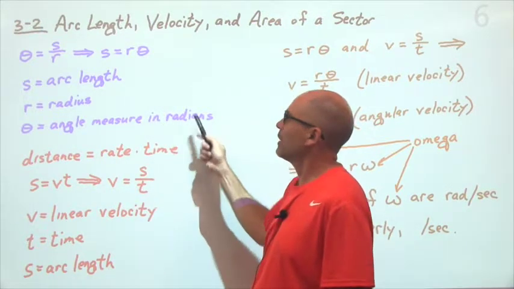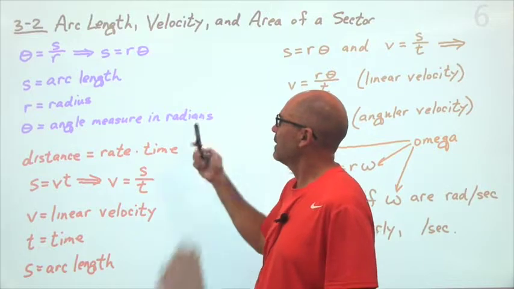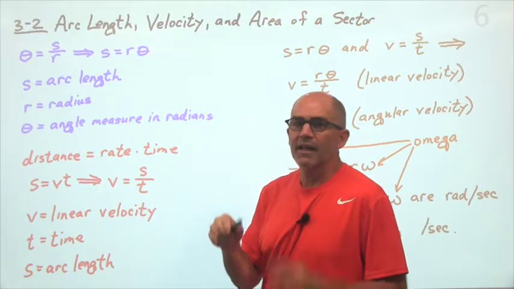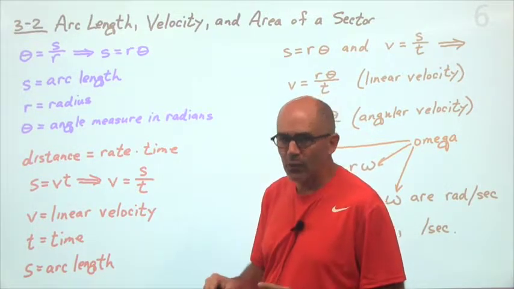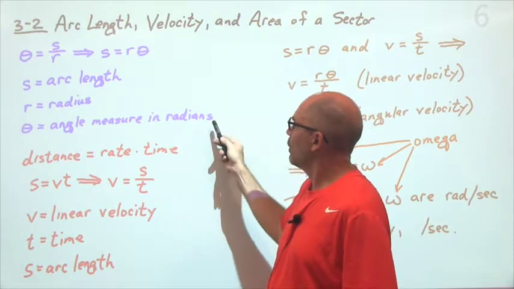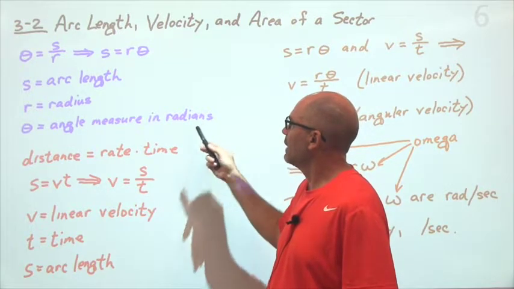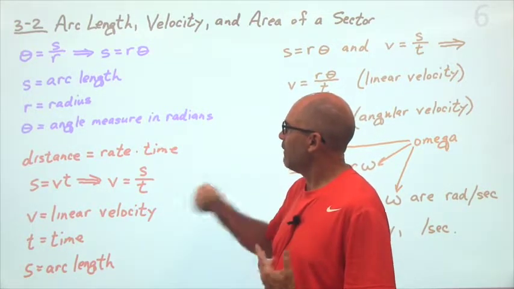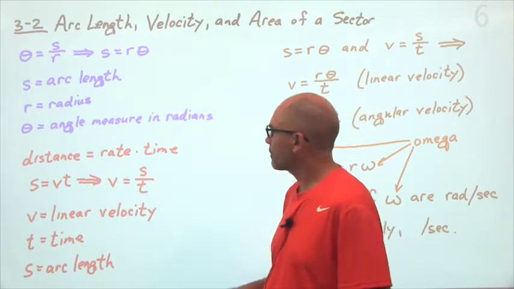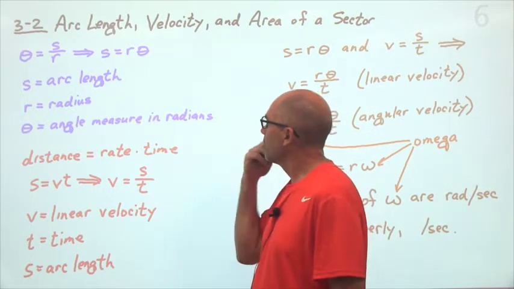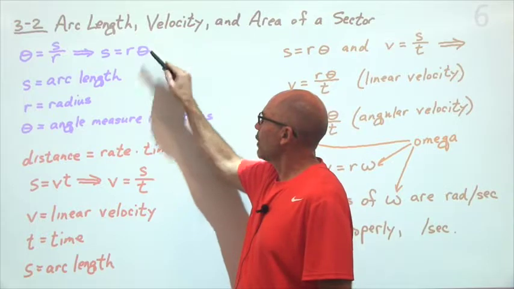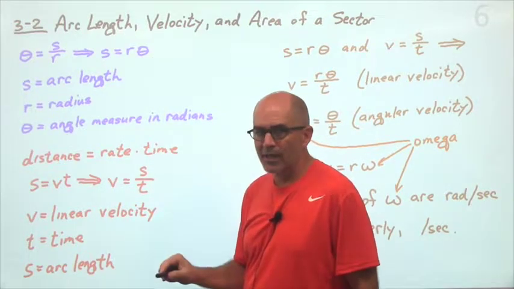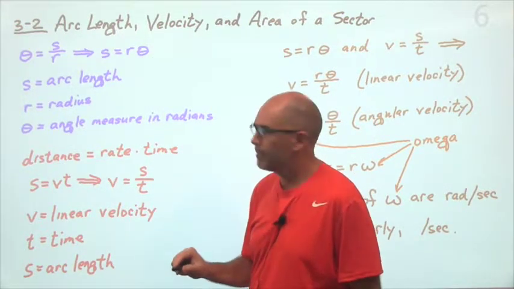Now, it's important that your angle is in radians because, like I said, it cannot have a unit. So if you multiplied by your angle in degrees, then you'd have to divide by 360. Okay, now, s equals r theta, you need to memorize that and never forget it.